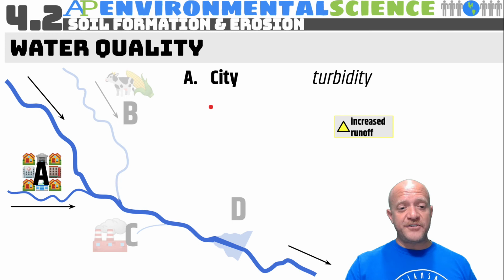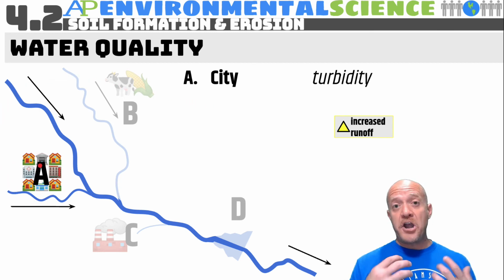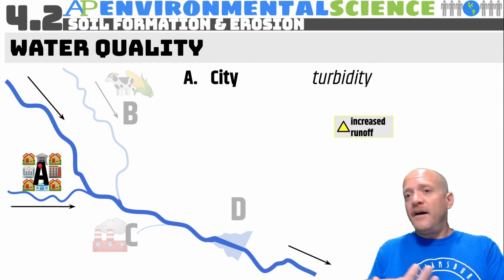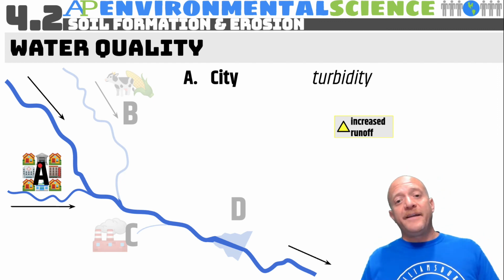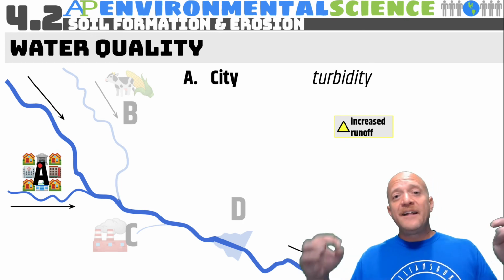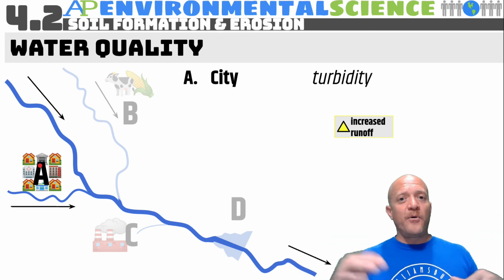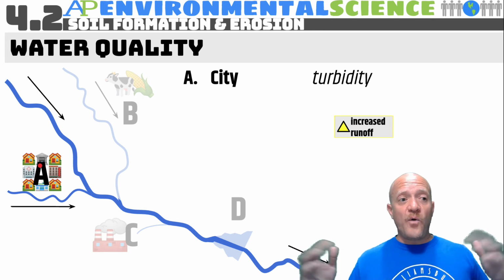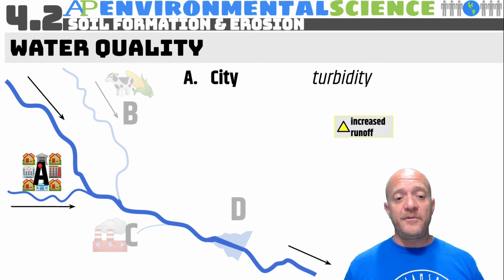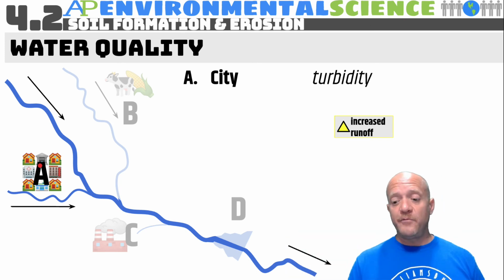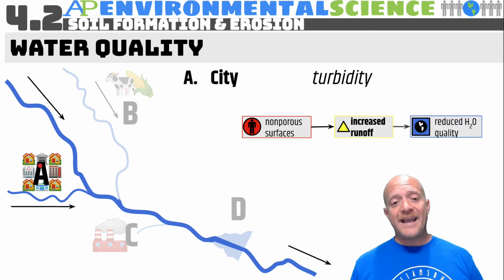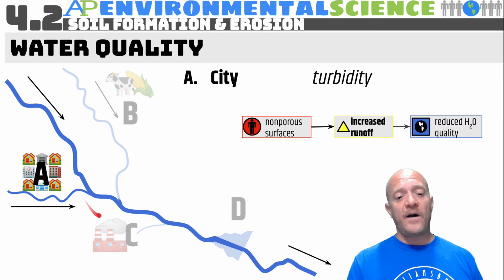Because we have surfaces in the city that are not soil, we have pavement, buildings, asphalt, sidewalks, concrete, all of this stuff that is not porous, it's impervious, so the water does not flow down and recharge the groundwater. It does not flow down, it will flow out, it will be runoff. That is, again, because of these non-porous surfaces, and that can actually reduce the water quality.